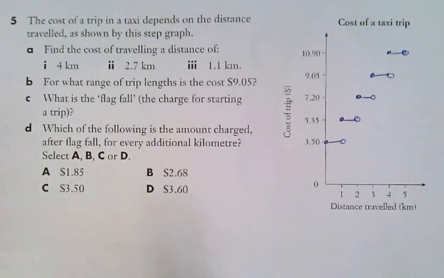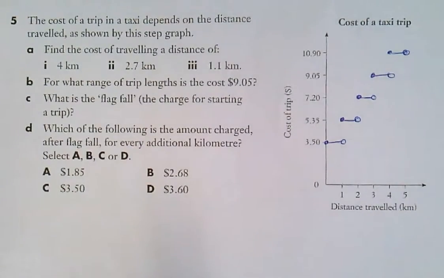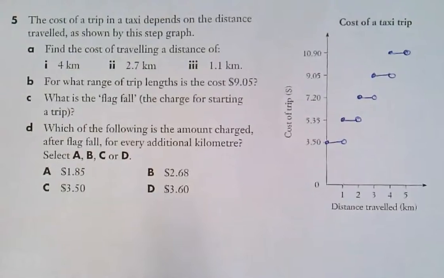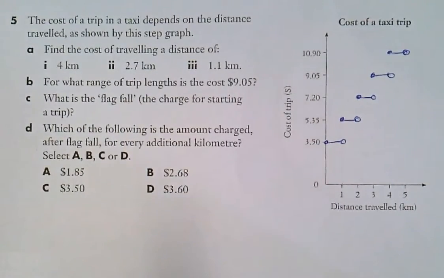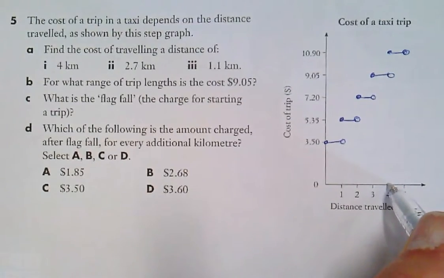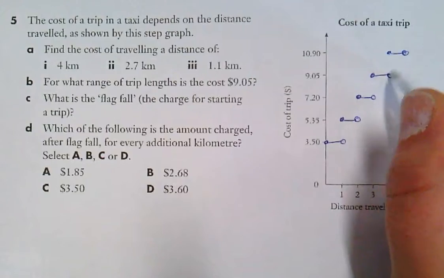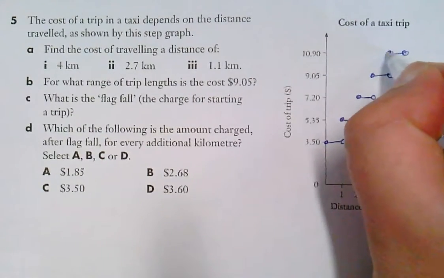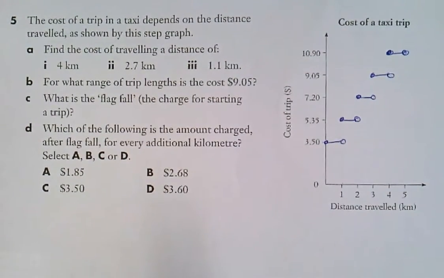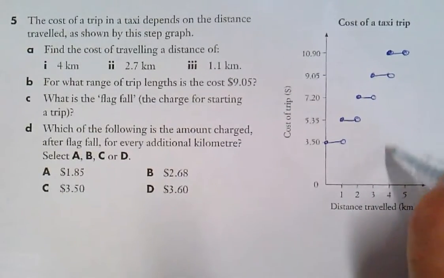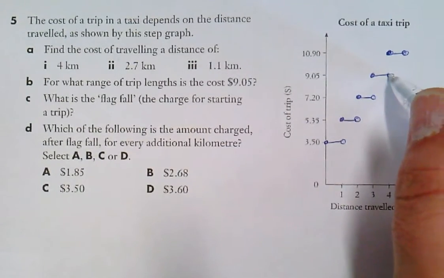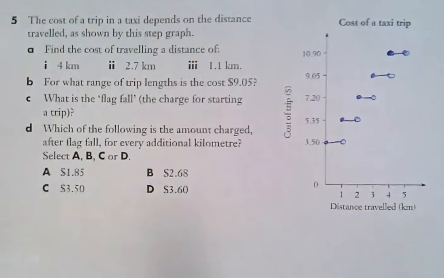So, question 5 from the same exercise. The cost of a trip in a taxi depends on the distance travelled as shown in this step graph. Find the cost of travelling a distance of 4 kilometres. So 4 kilometres is right on the edge. It's not this value. It's the one above. Do you know why? It's the closed circle. So for 4 kilometres, if you look at your graph, you don't read the open circle. You read the closed one.